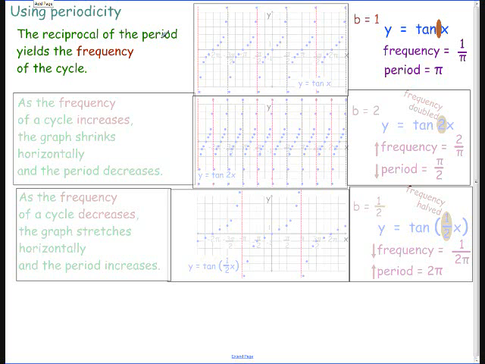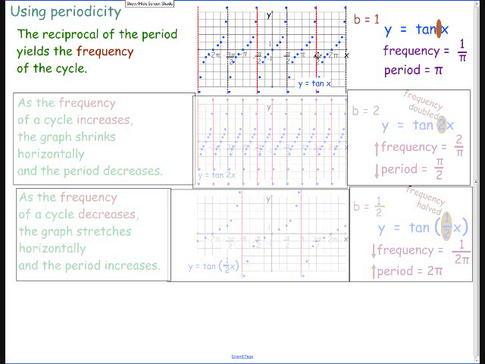The reciprocal of the period yields the frequency of the cycle. Okay, that makes sense. Reciprocal of the period. So in the case of this one, y equals tangent, and our frequency would be stuck right in here. B equals 1. This is where B would go. So tangent of 1 times our angle measure.